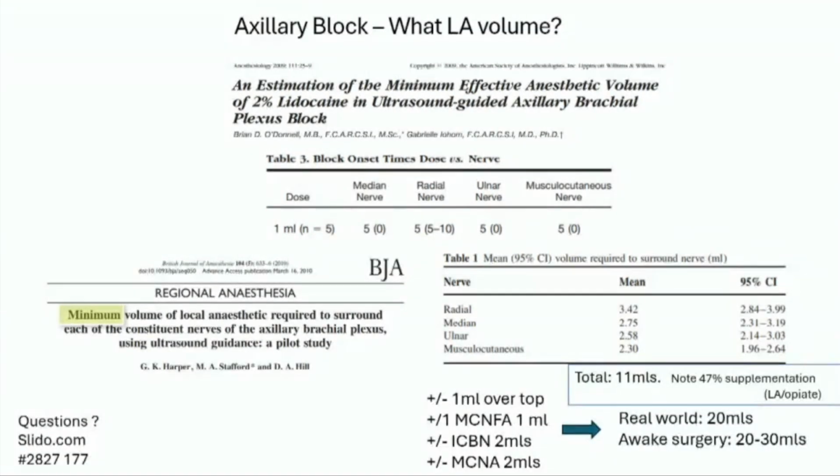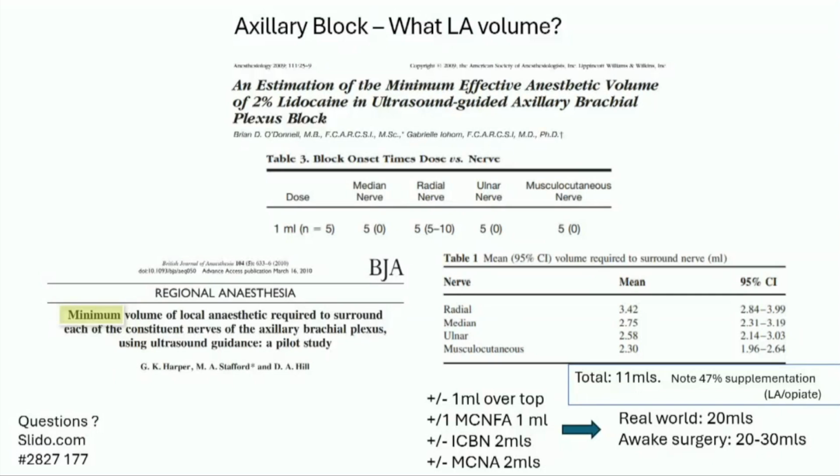Again, this other group, Harper, looked at the volume needed to circumferentially spread around all of these nerves, because that's what we kind of do in practice. We like to feel that we've surrounded all of the nerves adequately. And again, you were looking at sort of 2.5 to 3.5 mils per nerve, which gives you about 11 mils total they use to achieve that. It's worth noting that using that volume, 47% of their patients needed some form of supplementation, whether that was either a top-up block or local from the surgeon or some IV fentanyl.